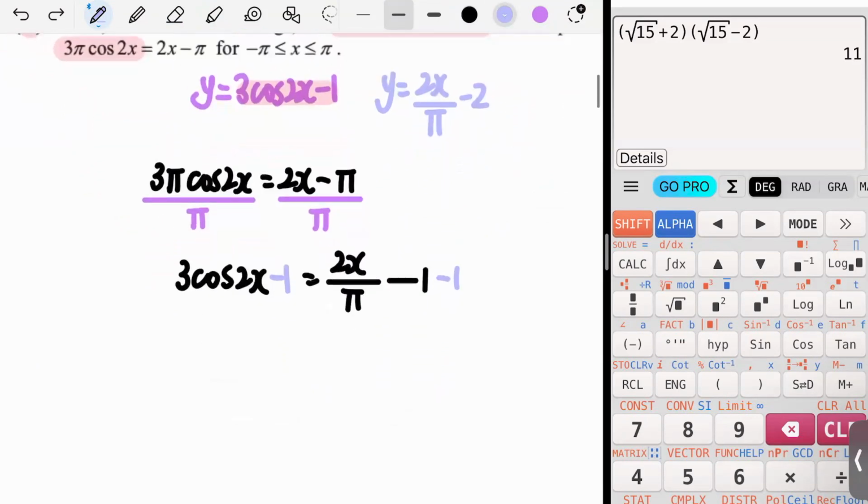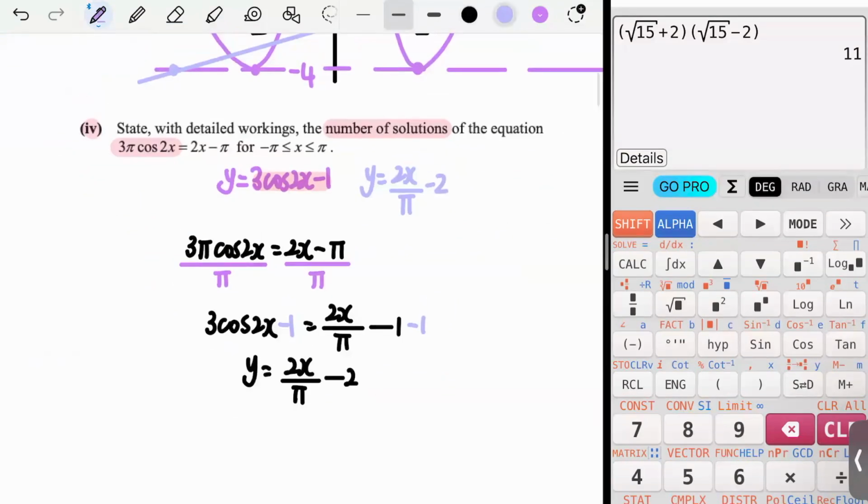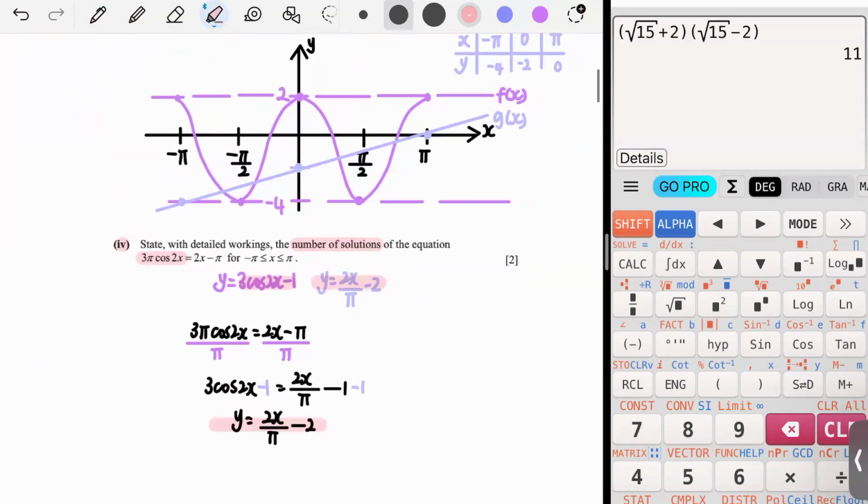Okay, so then I'll simplify this. This is already the same, right? So this one is y now. This is 2x over pi minus 2. Then what do you notice? You will notice that this one and this one are the same. So by right, how to solve it is you draw this line and then see how many times they intersect. Just nice, that's the line that we drew just now already. So how many points of intersection? From here, we can see that there are 4 solutions and we're done.